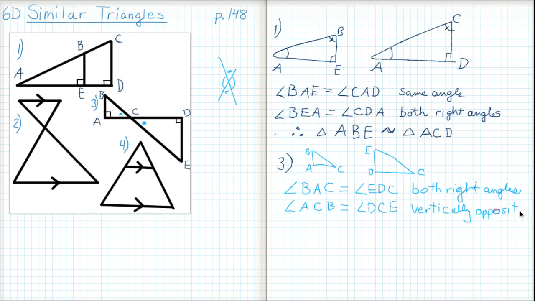Vertically opposite angles. Vertically sounds like it should always be up and down, but that's just a historical reason why that got called that. So even if the angles are not up and down from each other, we still call them vertically opposite, just because they're across from each other in a special way.